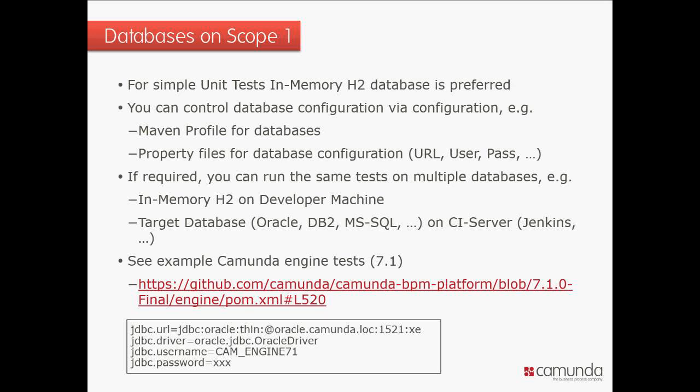You can run them in your Eclipse with an in-memory H2, but on the continuous integration server, Jenkins in our case, you can run the same test case on all the databases. That's a pretty cool environment, because for the developer it's easy, and on continuous integration you check all the databases. For you it normally means that you have one database, the one you use. For us it needs a couple of them. Okay.